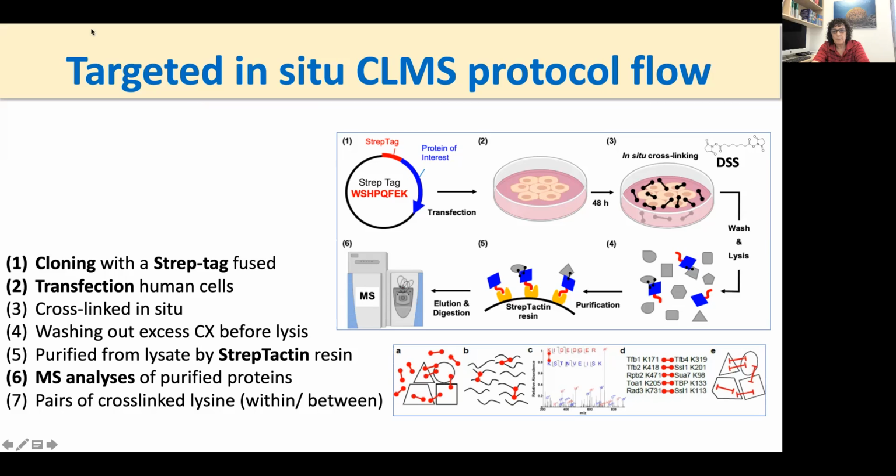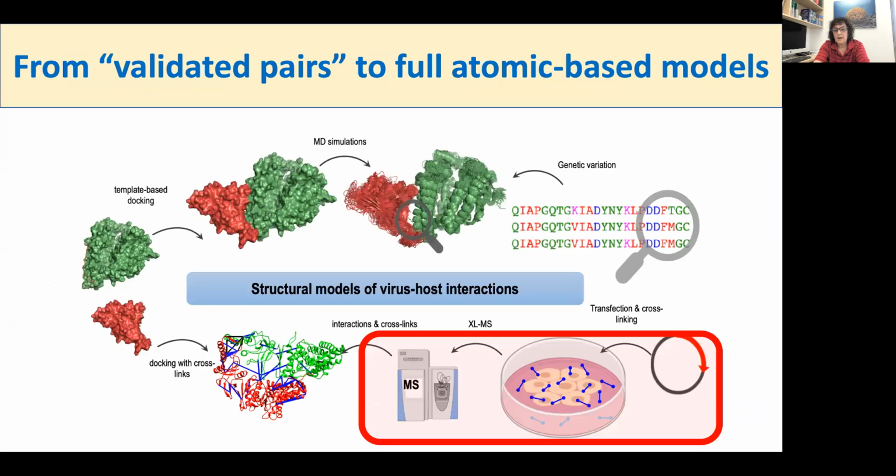You start with a plasmid with a tag, then you transfect cells, and the important part is that you apply an in situ cross-linker that will cross-link proteins within the cells. Those are crossing the membrane. Once you finish this, you wash all the excess, and then and only then you lyse the cells, affinity purify, and go to the mass spectrometry. Of course, what you are seeking here is a combination of proteins that were cross-linked within the cell.